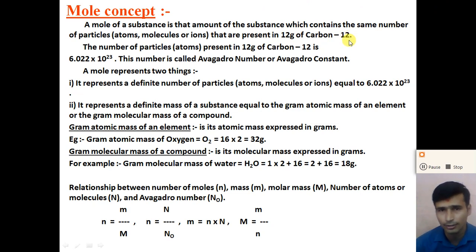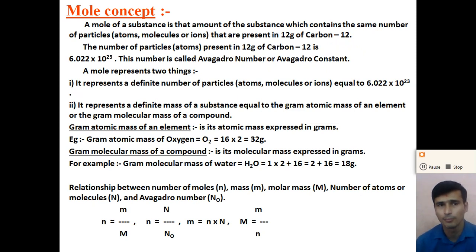So the number of atoms present in 12 gram carbon is 6.022 into 10 raised to 23, right? So the number of particles, or we can say the number of atoms, molecules or ions present in 12 gram of carbon-12 is 6.022 into 10 raised to 23, and this number is called the Avogadro number, or we can say the Avogadro constant. So what is the Avogadro number? The Avogadro number is the number of particles present in 12 gram carbon atom, right?